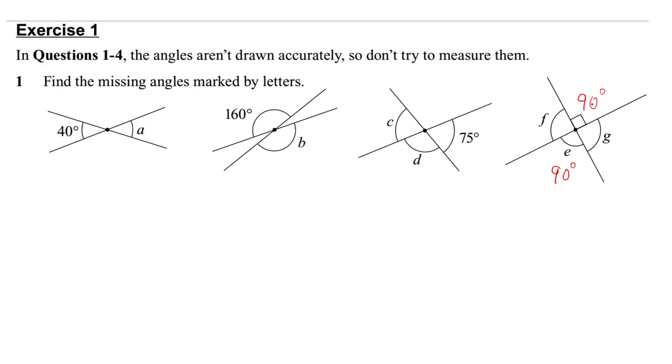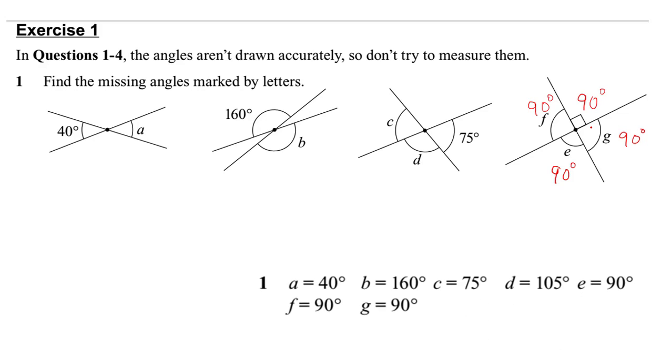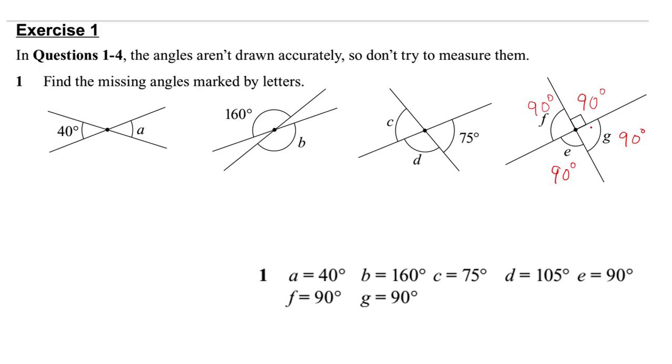Now, once I've got this 90 here, I can find F, because the 90 and the F make a straight line here. So if this is 90, F must be 90 to make 180, because the angles in a straight line will always add up to 180 at that point. So that's 90 and that's 90. Now, if I know what F is, I can find G because G is vertically opposite. So if F is 90, then G is also going to be 90. So that's how you can approach that. Now pause the video and mark your work quickly.